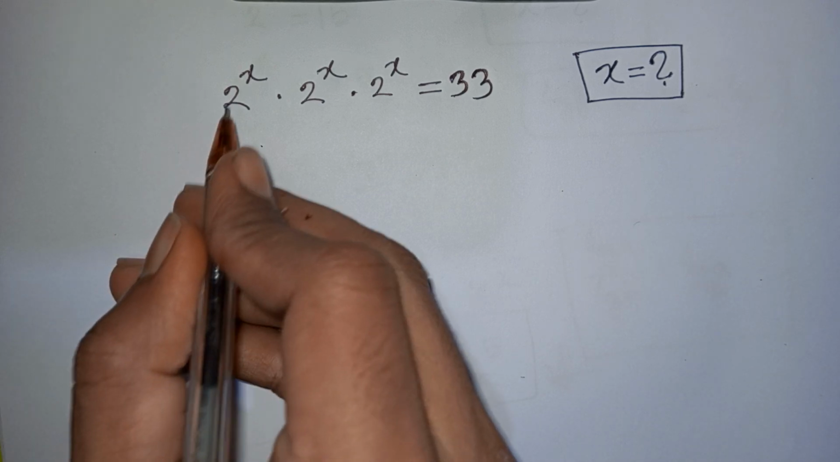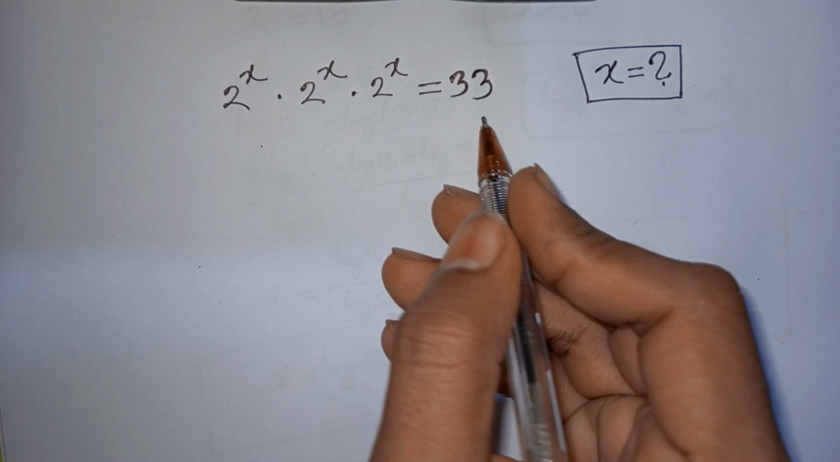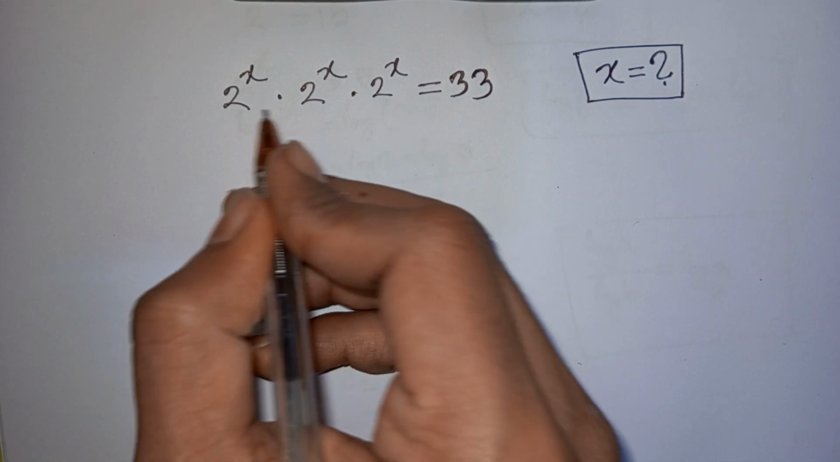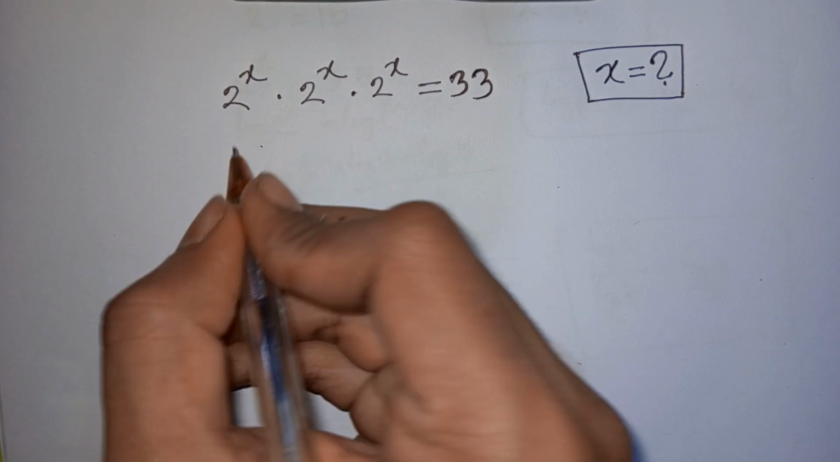How to solve 2^x times 2^x times 2^x is equal to 33. Find the value of x. So, from the left side we see 2^x, 2^x, 2^x. Every term is 2^x.